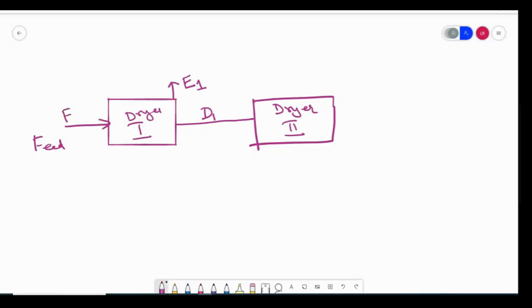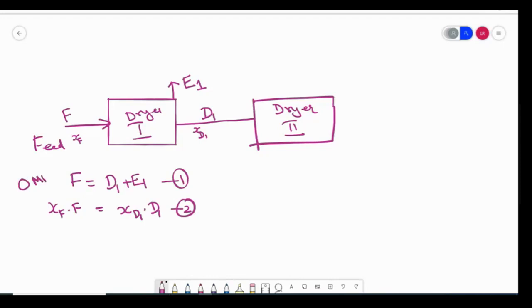So you have F. So what is the overall material balance for dryer 1? So you can write F equal to D1 plus E1. Okay, so this is overall material balance for dryer 1, right? Similarly, what is the individual material balance for solids? That it contains XF mass fraction of solids, and D1 contains XD1 solids. It can be any percentage. Okay, so if it is given in percentage, we will write in fraction. So the individual material balance is XF into F is equal to XD1 into D1. This is the individual material balance for solids.